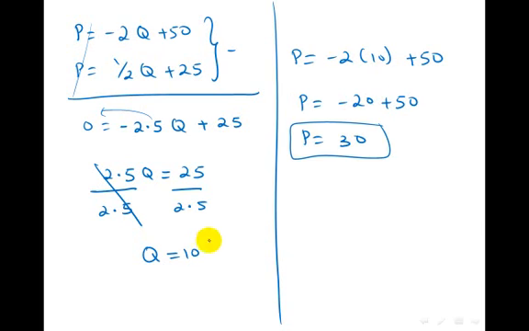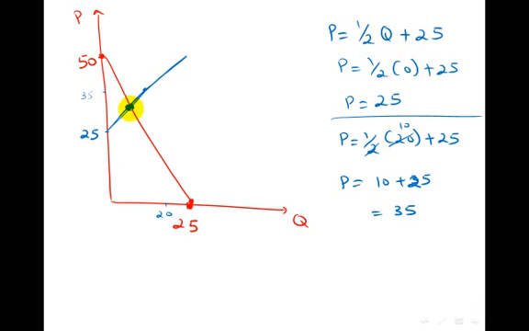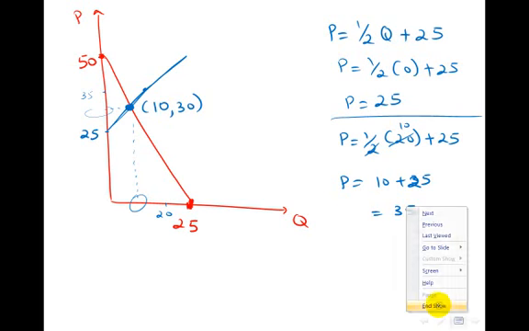So let's check if our answer is right. Q is 10 and P is 30. Okay, I'll go back to my graph. Yeah, here look, Q is 10. Yeah, it looks like 10. Looks here like 10, and here it looks like 30. So this point of equilibrium is 10, 30. Very good. So this is our supply and demand analysis.